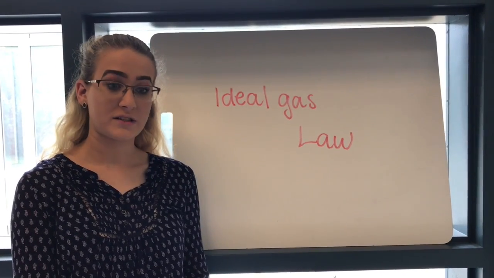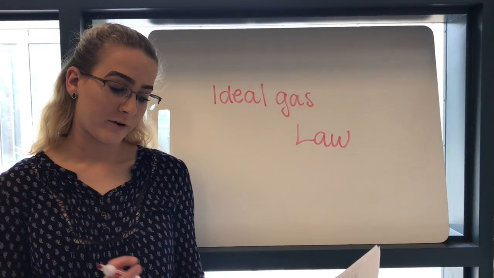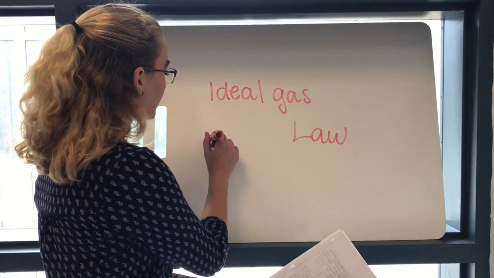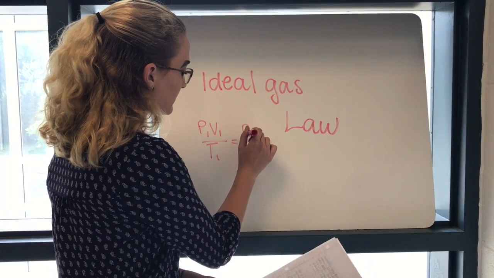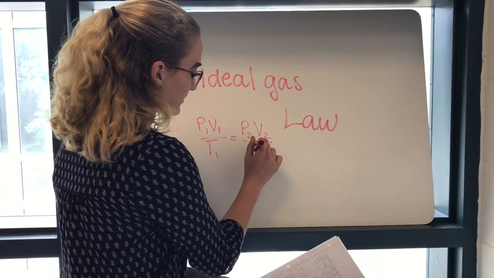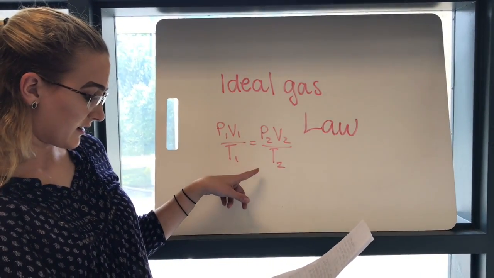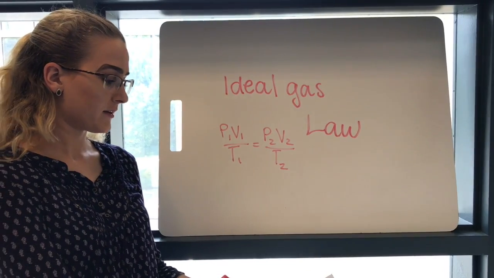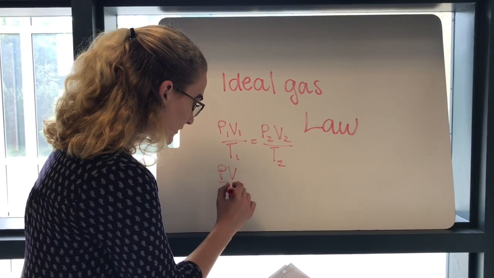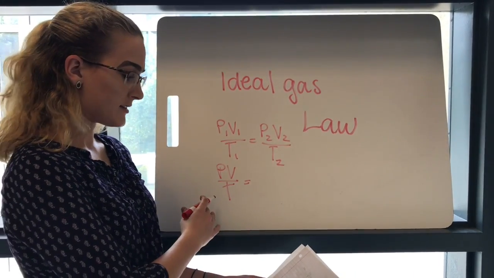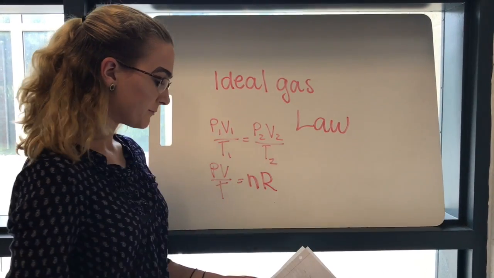The ideal gas law shows the relationship between temperature, volume, and pressure. This law combines all of the previous laws into one. So we have P1 V1 over T1 equals P2 V2 over T2. Therefore, PV over T is a constant if the number of molecules is constant. So we have PV over T equals a constant, which will be the number of molecules, N, times the constant R.